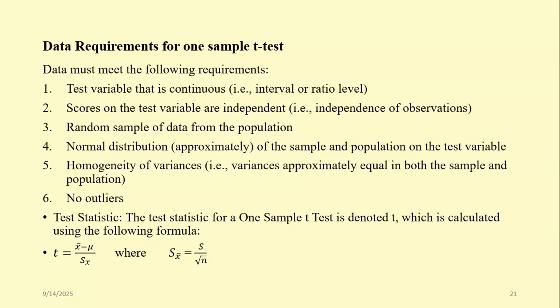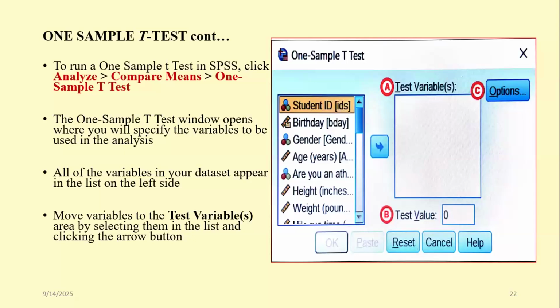Number six, no outliers. So these are the requirements for independent sample t-test.